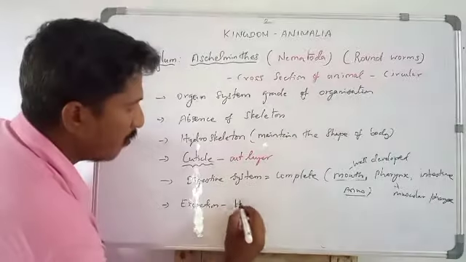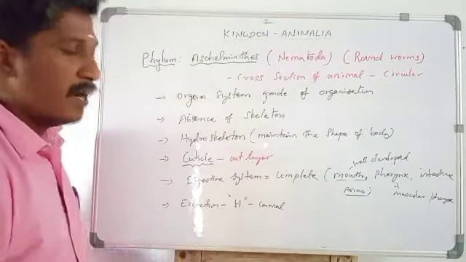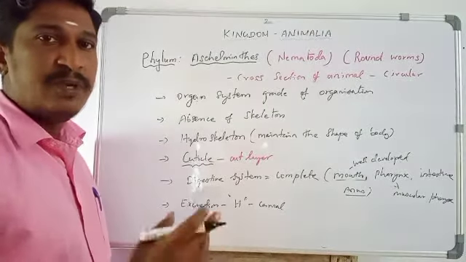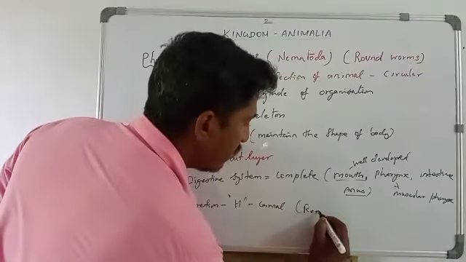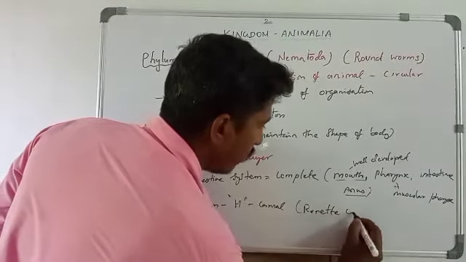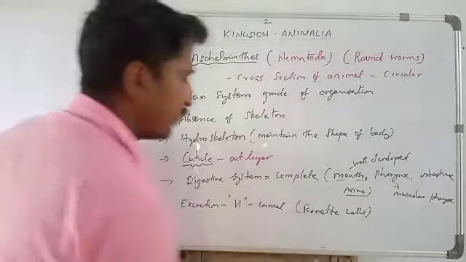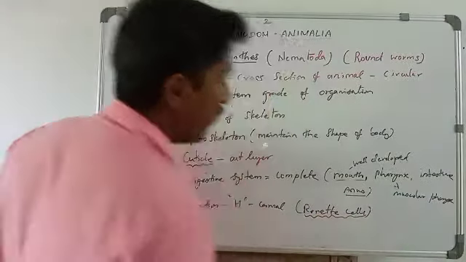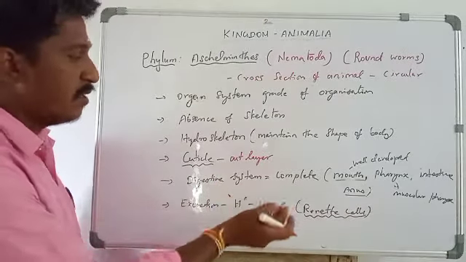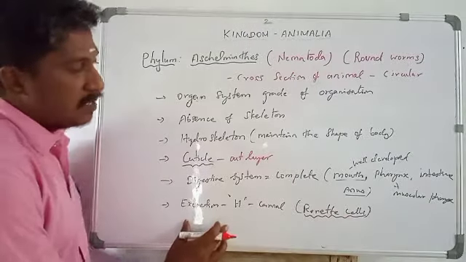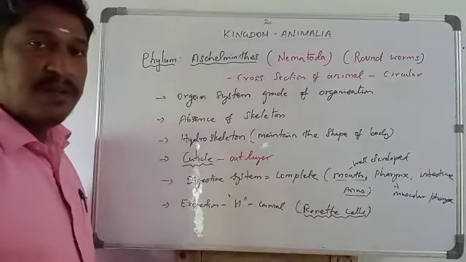For excretion, they have an H-shaped canal. It collects the waste products to eliminate from the body, and it is made up of renette cells. This is an important one-mark point: Ascalminthes have renette cells. They have a complete digestive system. These may be asked as one-mark questions. Excretion is done by renette cells or renette glands present in these animals.